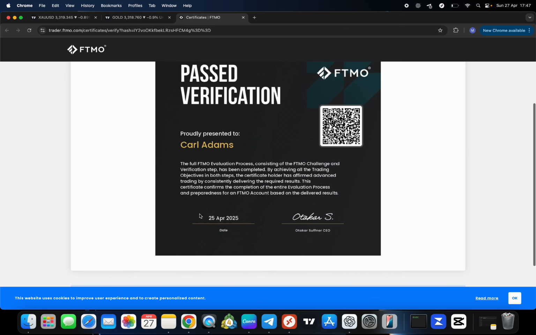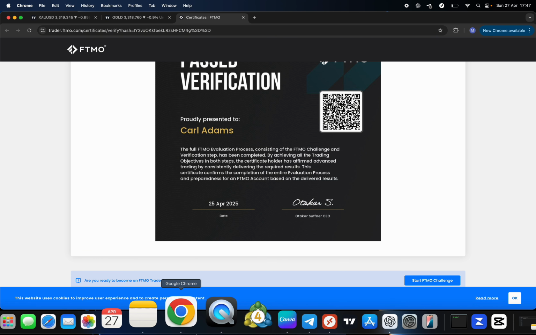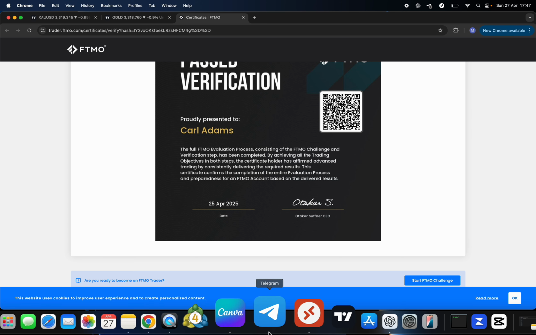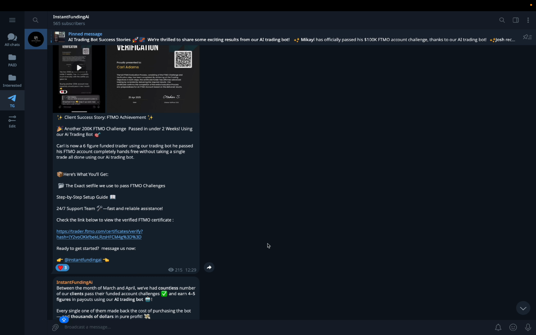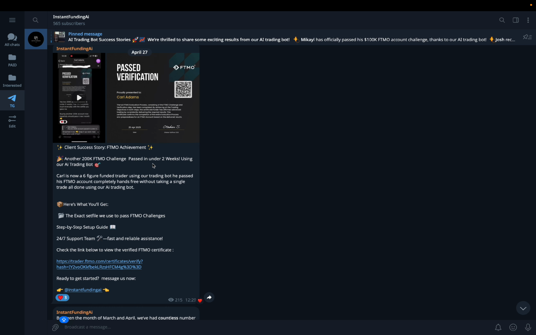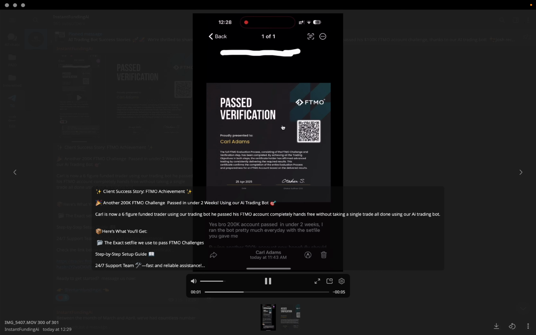As you guys can see, the 200k account was passed, and you can use the bot on a live account as well, but if you want to manually trade, you can also do that. But in terms of passing, you can pass your account pretty quick using the bot. Carl here passed his account in under 2 weeks. You can see his testimonial right here.